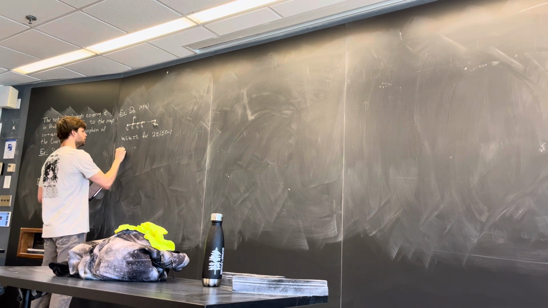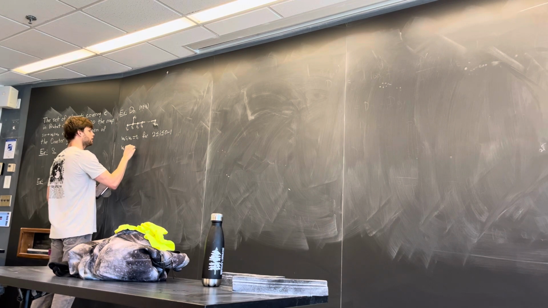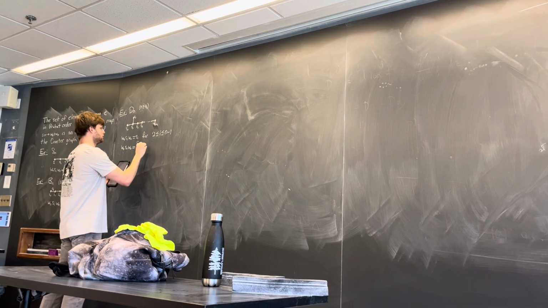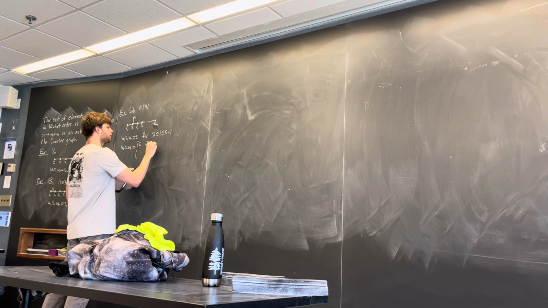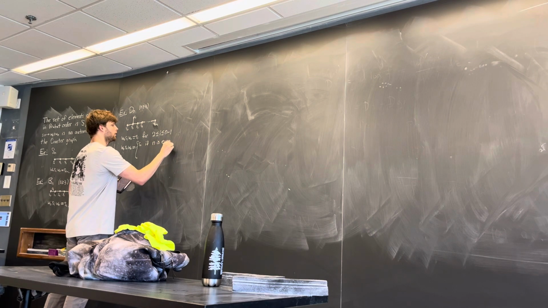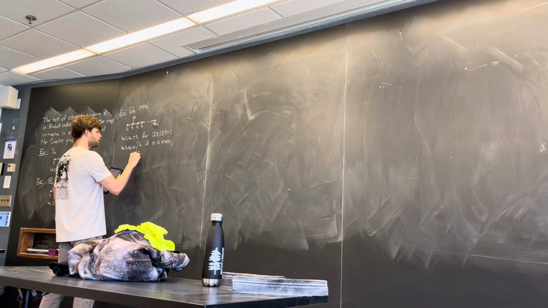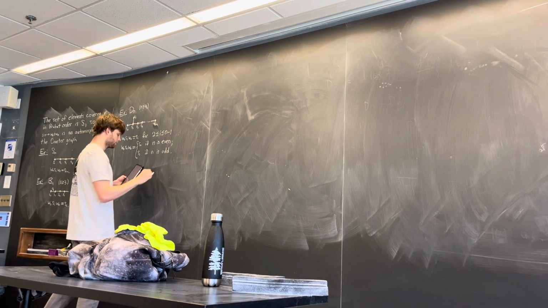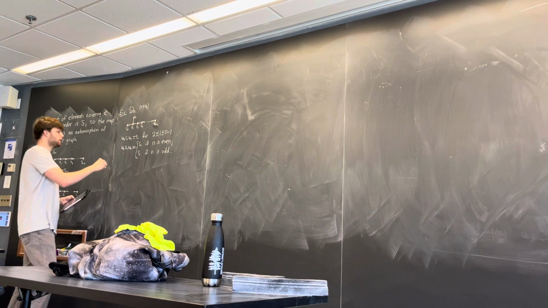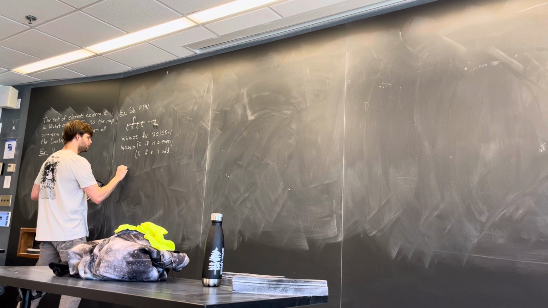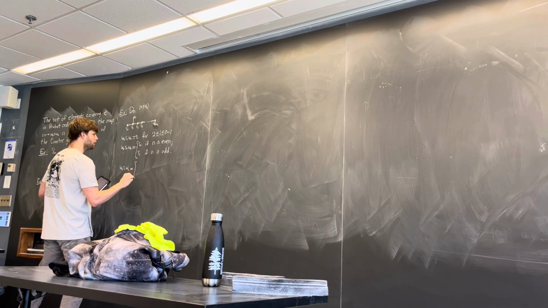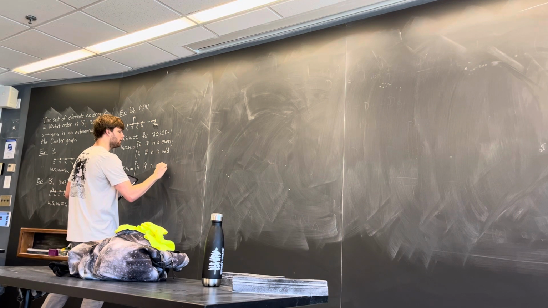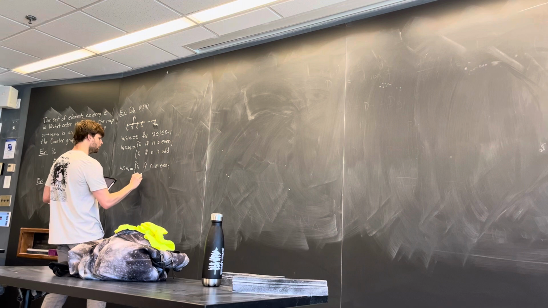So W naught S0 W naught is S0 if n is even, and it's S1 if n is odd. And similarly, W naught S1 W naught is S1 if n is even, and it's S0 if n is odd.